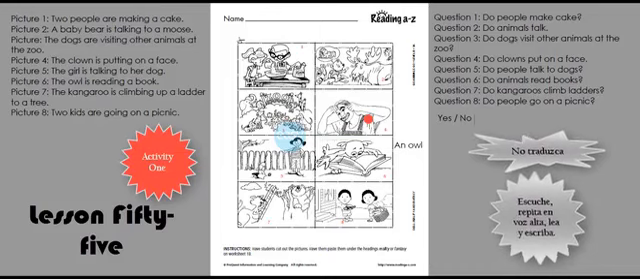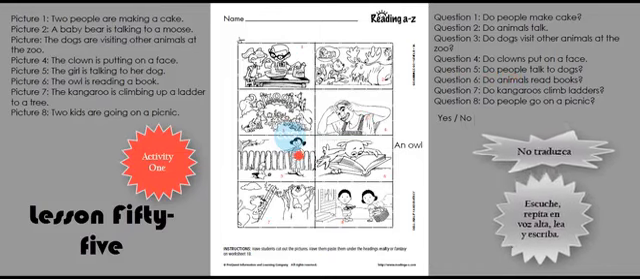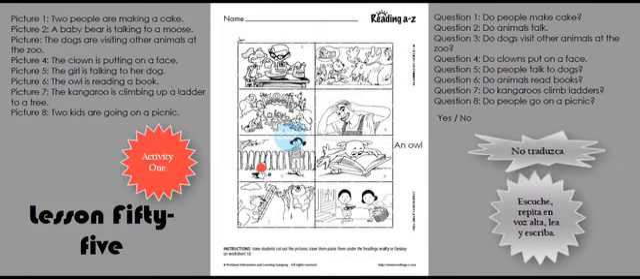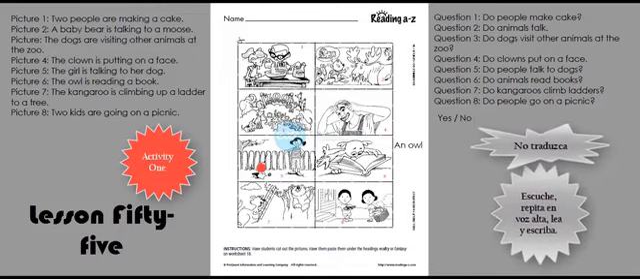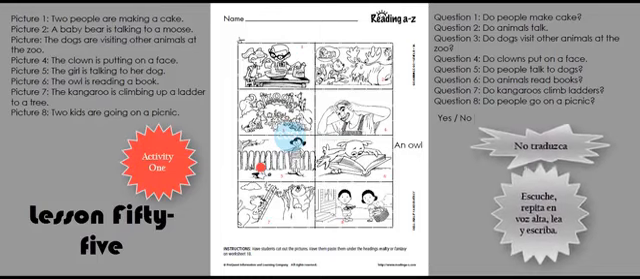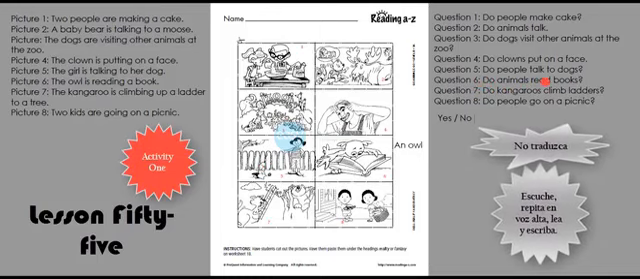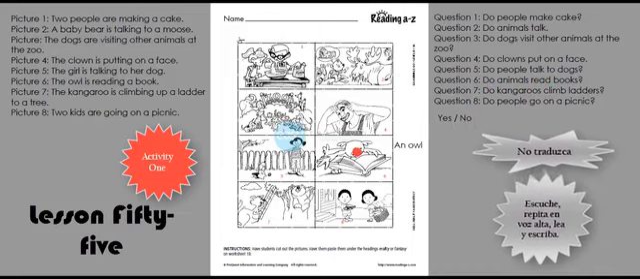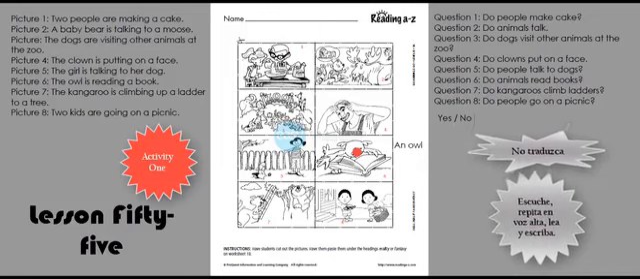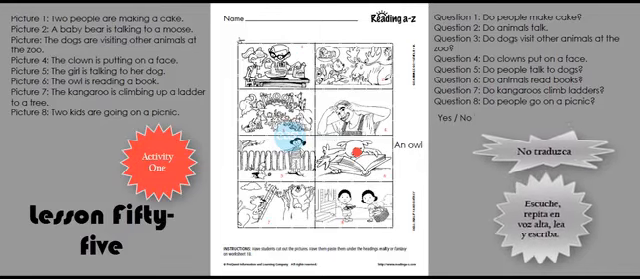Question 5. Do people talk to dogs? Here in this picture, a girl is talking to a dog. Do people talk to dogs? My answer is yes. Question 6. Do animals read books? Here, an owl. An owl is an animal. This owl is reading a book. Do animals read books? My answer is no.